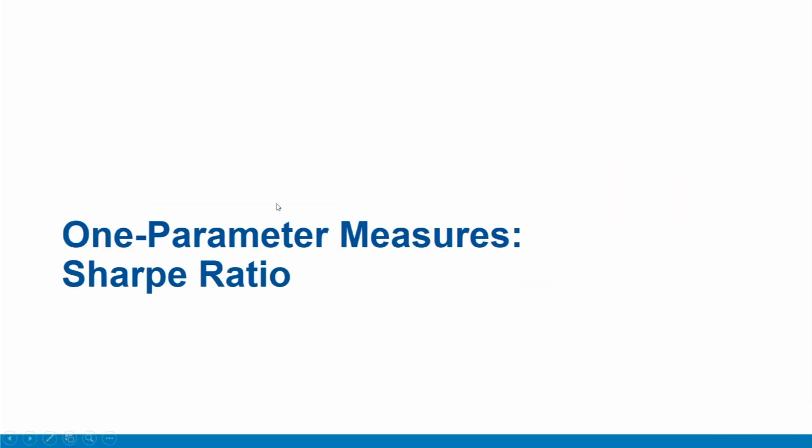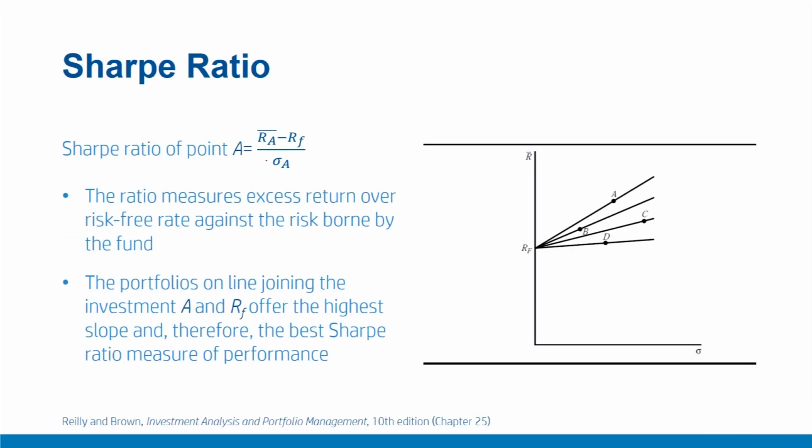One parameter measures: Sharpe ratio. In this video, we'll discuss a very important one parameter measure of portfolio performance, which is Sharpe ratio. Sharpe ratio is very easily computed with the help of this formula, which is (R_A bar minus R_F) divided by sigma_A, where R_A bar is the expected return from the portfolio or security A, R_F is the risk-free rate, and sigma_A is the standard deviation representing total risk of the asset or security. Essentially, this ratio measures excess return, excess over risk-free rate, against the risk or standard deviation borne by the security or fund.